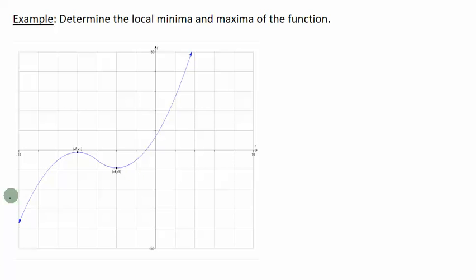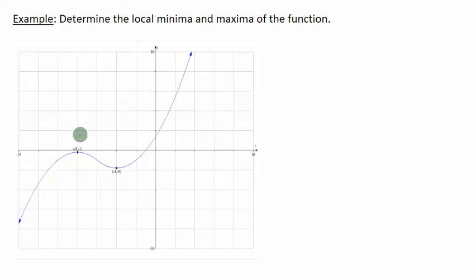So here's an example of a nice smooth, continuous function, and we want to determine the local minima and maxima of the function. Or you could call them relative minima and maxima as well. And so what we need are the high and low points. Now there's something else called a global minimum or global maximum, also called absolute minimum or maximum, but this video is just local minima and maxima, which are all the high and low points.